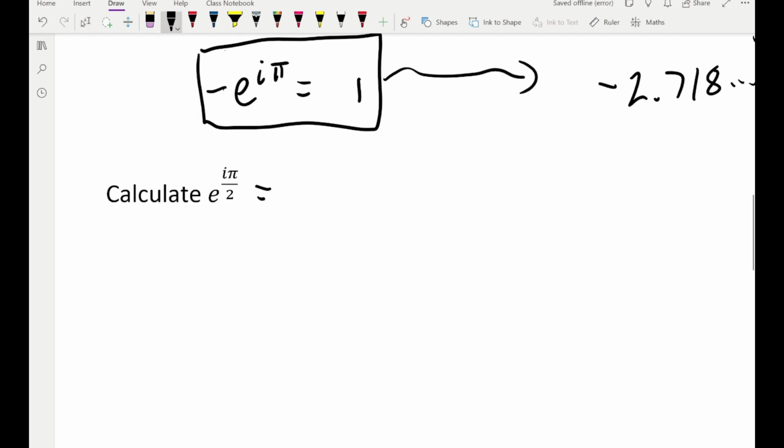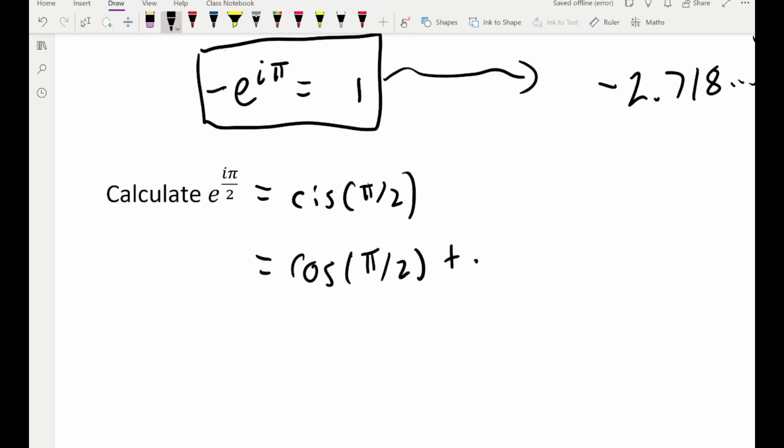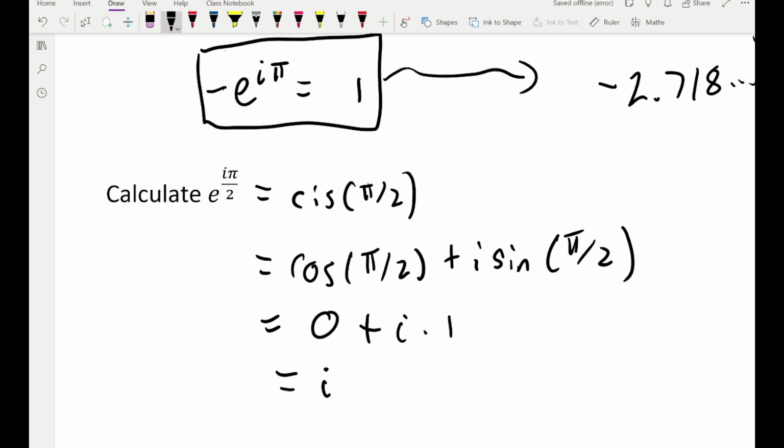So let's calculate another one of these. This is going to be equivalent to cis of pi over 2. Which is cos of pi over 2 plus i sine of pi over 2. Cos of pi over 2 is going to be 0 plus i times 1, which is going to be i. Cool. All right, next one.